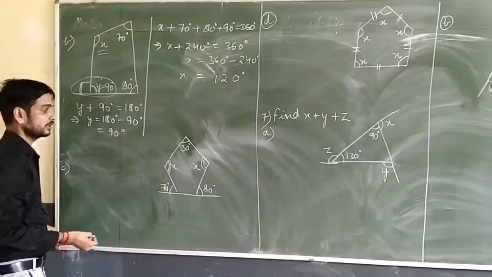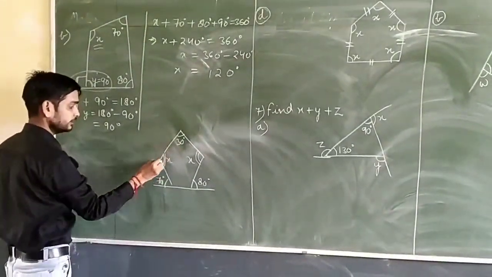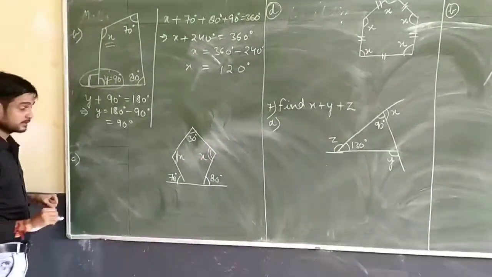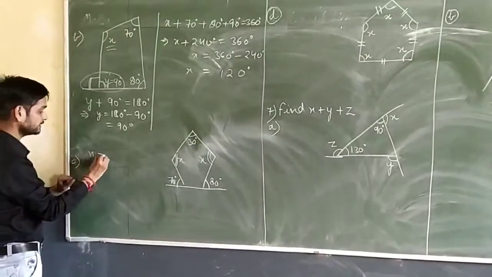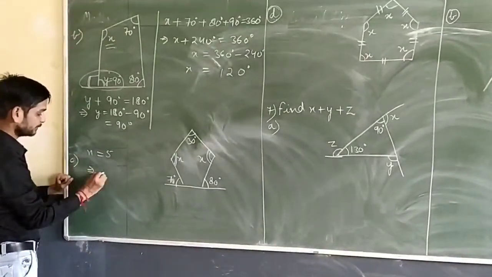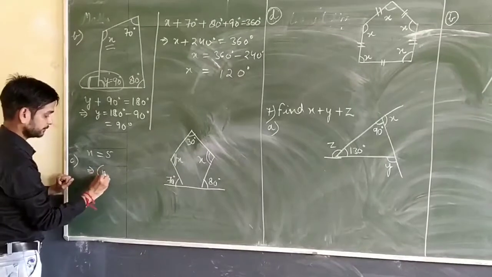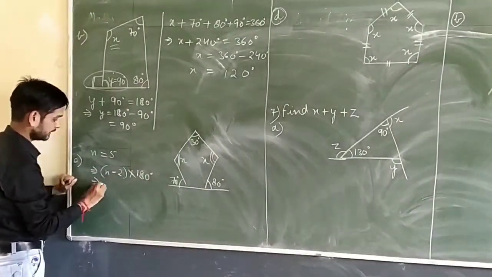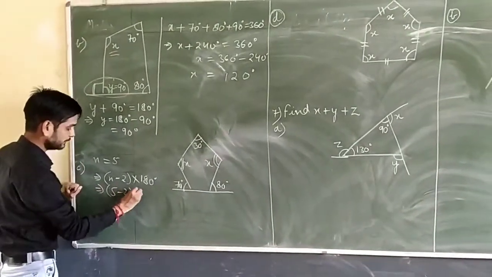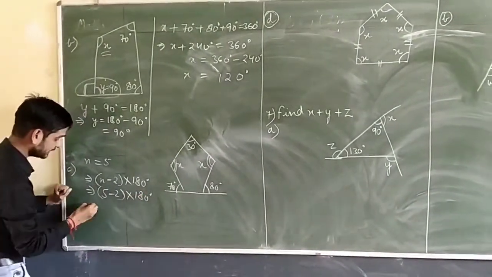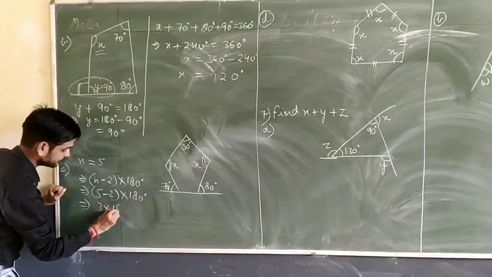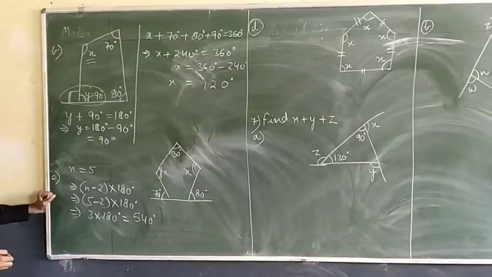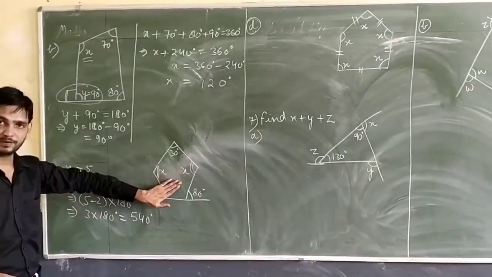Let's see this question. How many sides are here? 1, 2, 3, 4, 5. Firstly, we will find out the property of it. How many sides are here? n. That means I earlier used this formula, n minus 2 into 180. That means 5 minus 2 into 180. 3 into 180. That means what will be the value? 540 degrees. 540 degrees is the angle sum property of this figure.